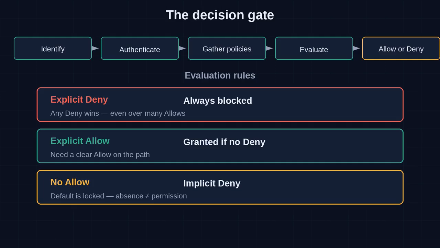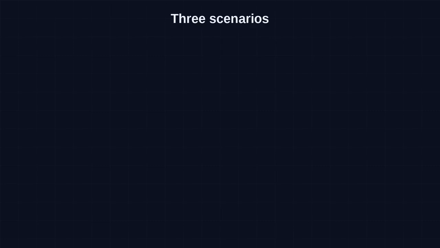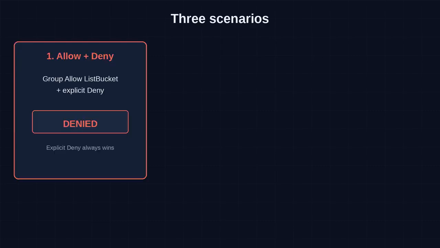So the absence of a deny is not permission. Absence of deny is not allow. You need a clear allow and zero denies in the path. That single rule is how IAM stays safe by default. Three quick scenarios so the evaluation rule sticks.